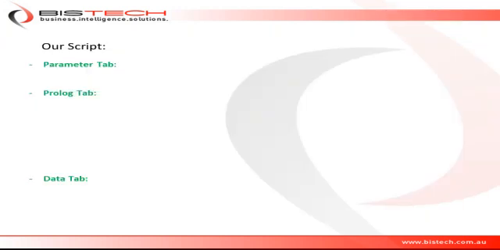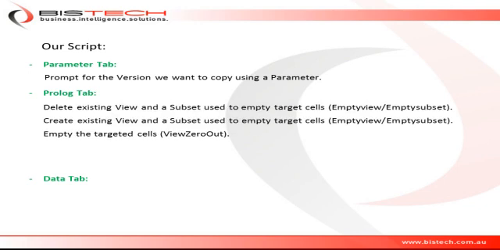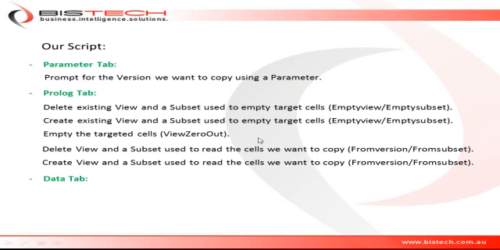In our script, we're going to use the following tabs. The Parameters tab, in which we will create a parameter to prompt the end user for the version he or she wants to copy. Then in the PROLOG tab, we will delete and create a view on a subset that we will use to empty the target cells in the final version. And we will do that using a function called ViewZeroOut. And then we will delete and create a view and a subset that we will use to read the information from the selected version. Finally, in the Data tab, we will use a function called CellPutN, and we will write the cells into the final version.